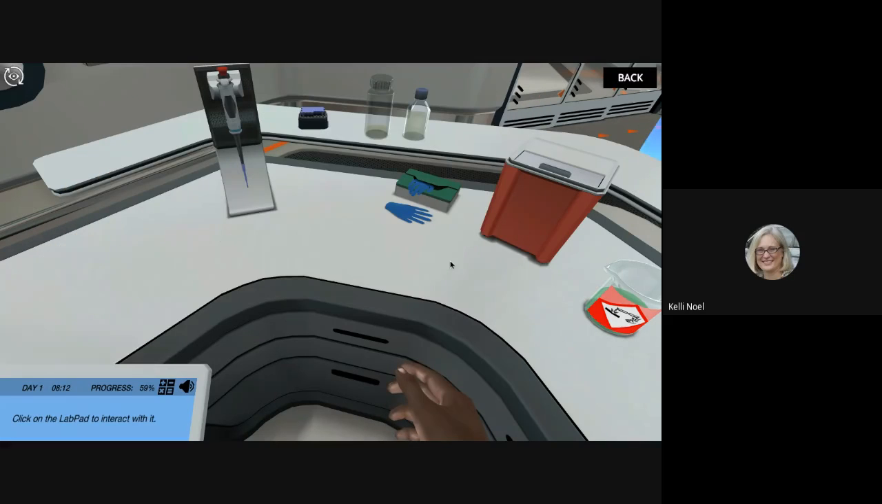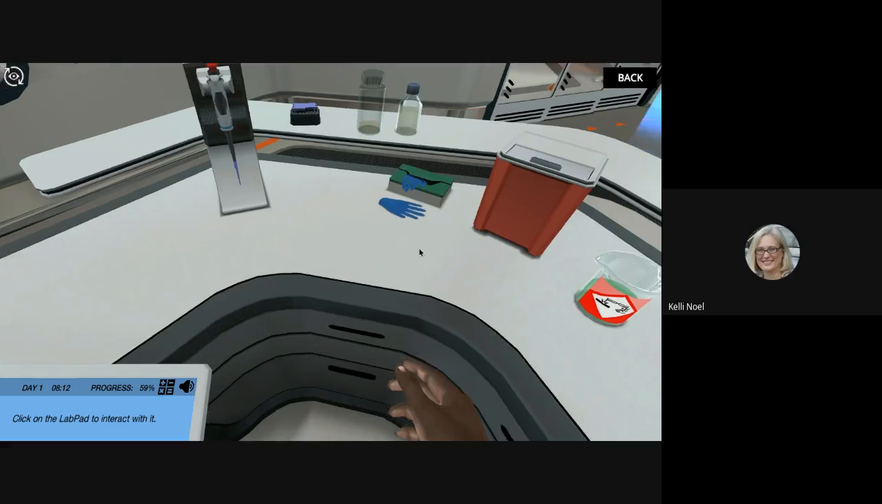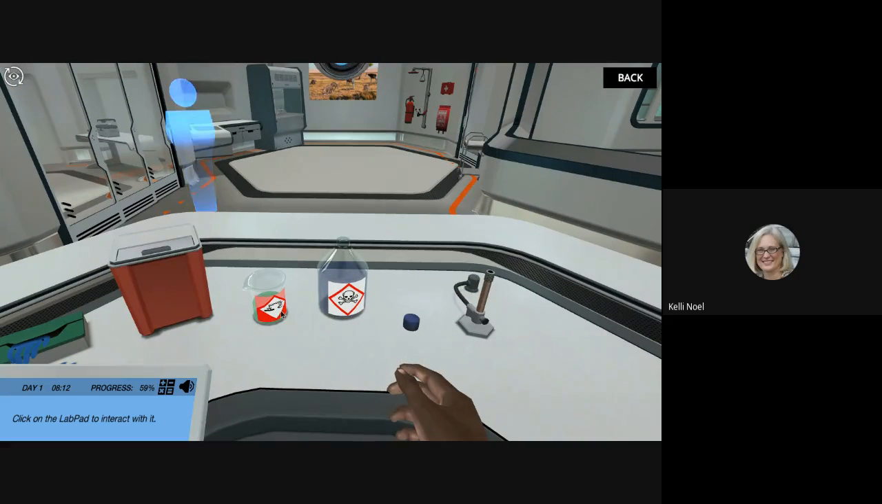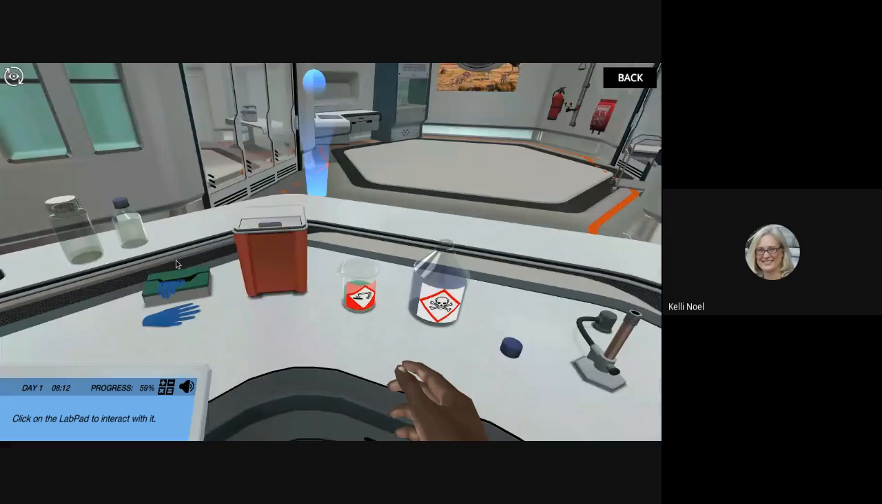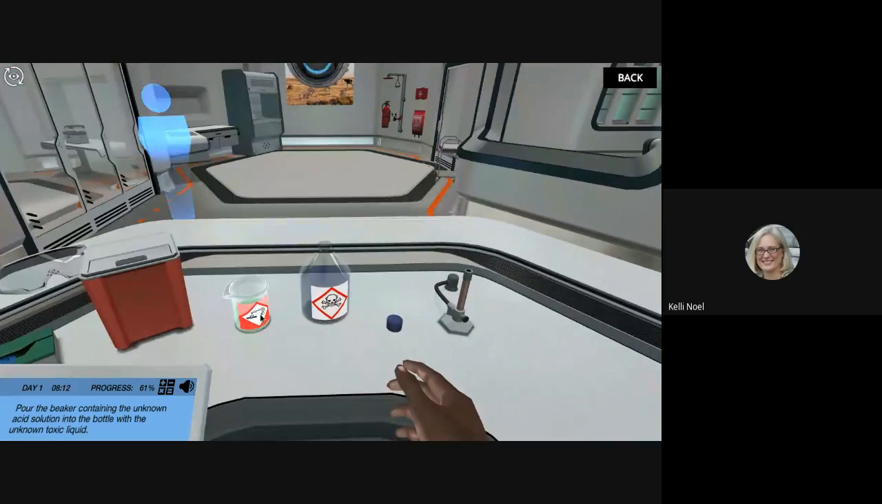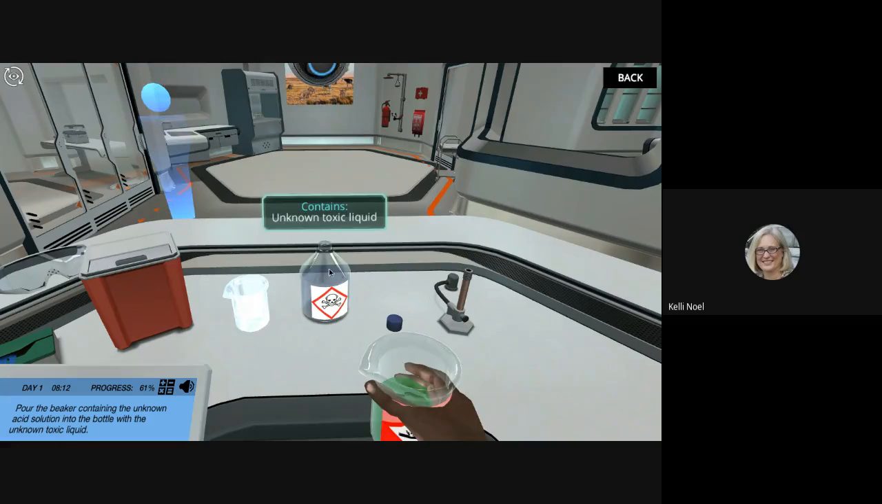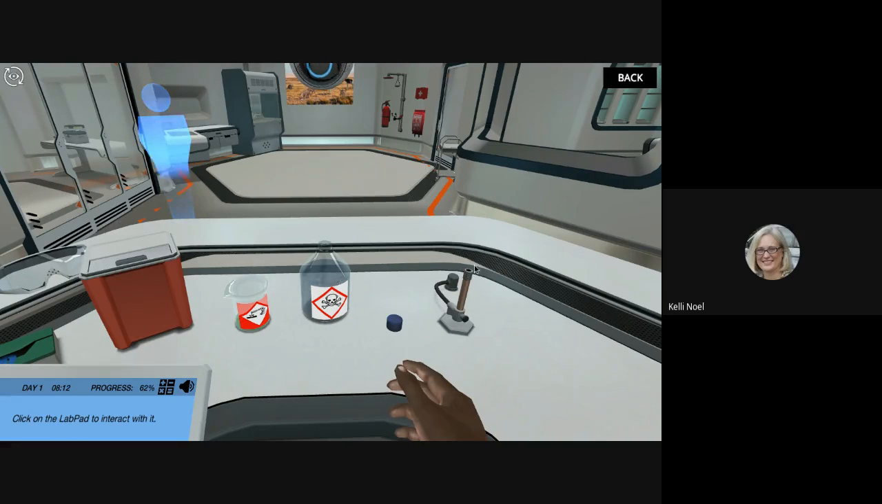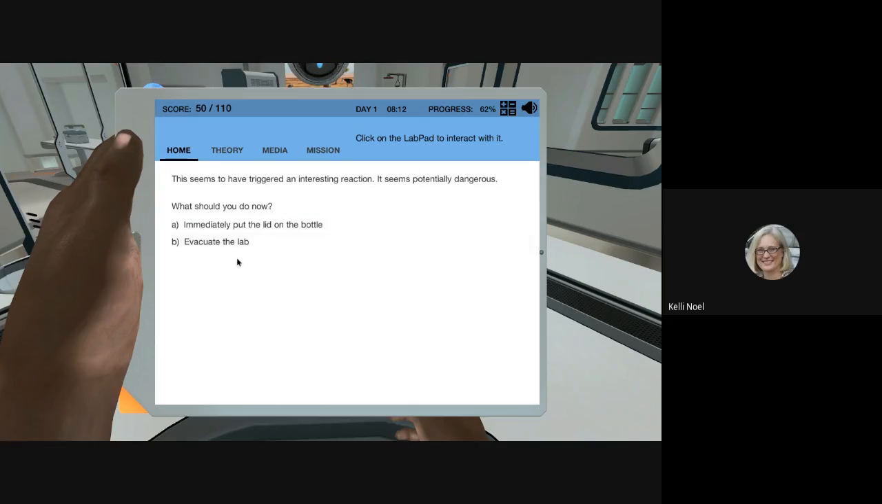Now, just because this is a virtual lab, let's do something crazy and simulate a situation in which you don't wear any safety goggles. Don't try this at home. Put the goggles on the bench. Pour the beaker containing the unknown acid solution into the bottle with the unknown toxic liquid. Like I said, this seems to have triggered an interesting reaction.